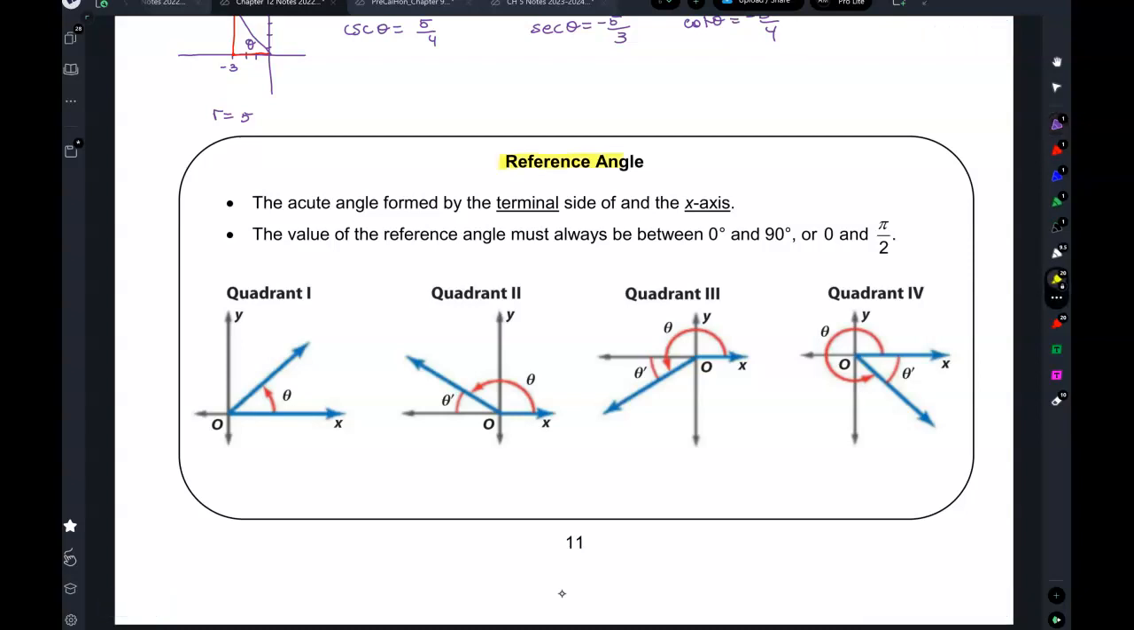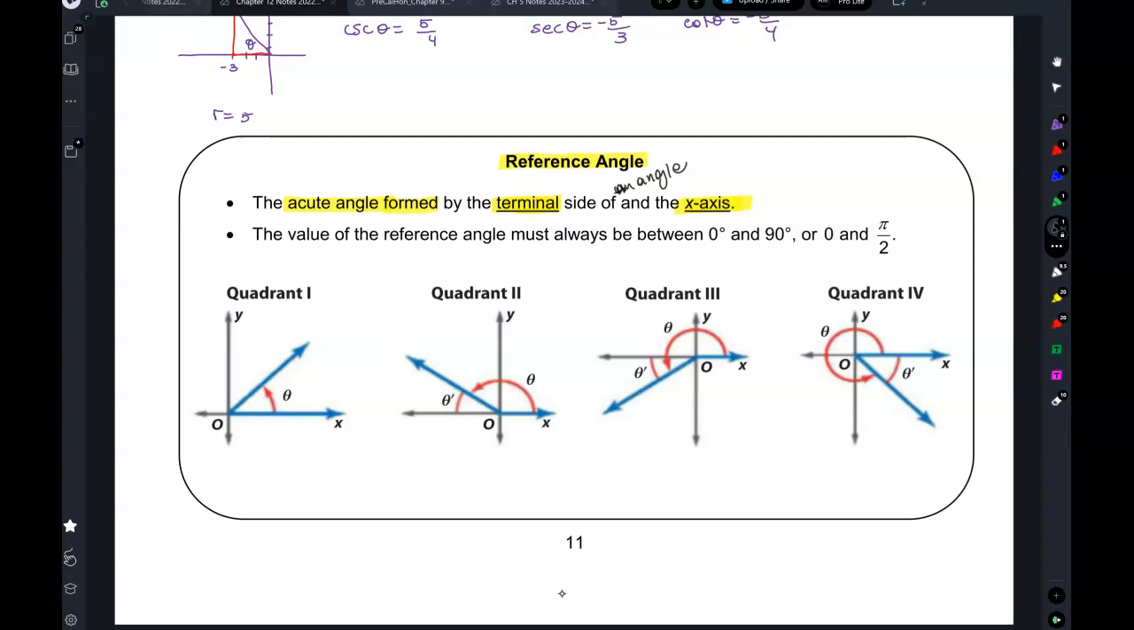A reference angle is an acute angle formed by the terminal side of an angle and the x-axis. The value of the reference angle must always be between 0 and 90, or 0 and pi over 2.